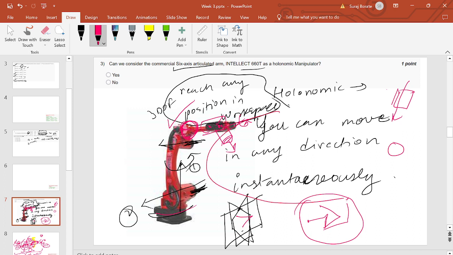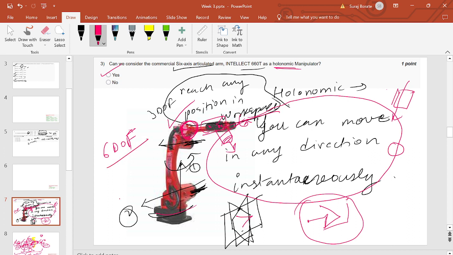This is the definition: move in any direction instantaneously. And that is why it is a holonomic manipulator. So the answer is yes. It is not because it is 6 degrees of freedom. It is because it is 6 degrees of freedom arranged in a sensible way.